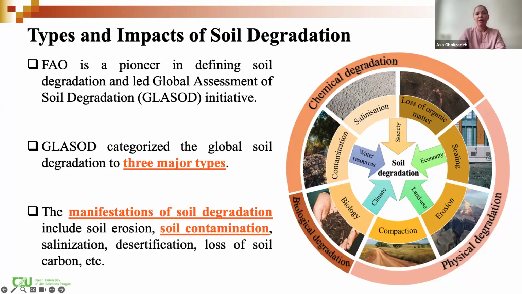FAO is a pioneer in defining soil degradation and led the Global Assessment of Soil Degradation initiative. This initiative categorized soil degradation into three major types: chemical, biological, and physical. The manifestations of soil degradation include soil erosion, soil contamination, salinization, deforestation, and loss of soil carbon, all of which have a negative impact on land use, water resources, climate, economy, and society.